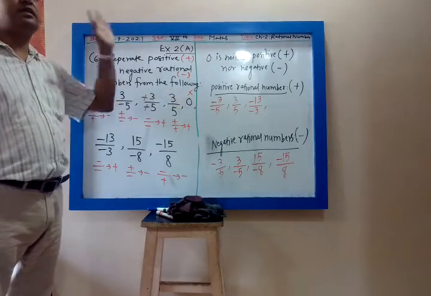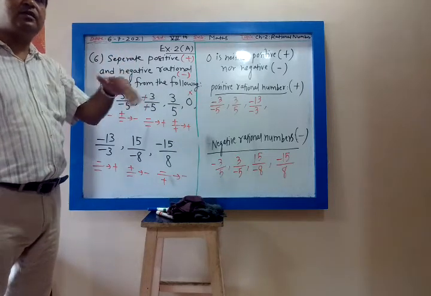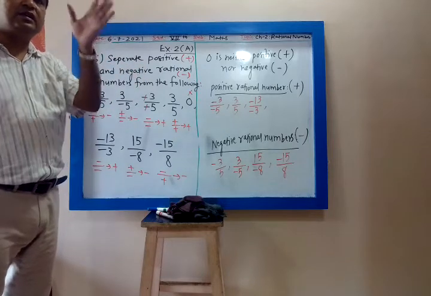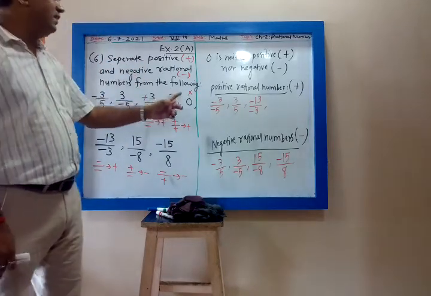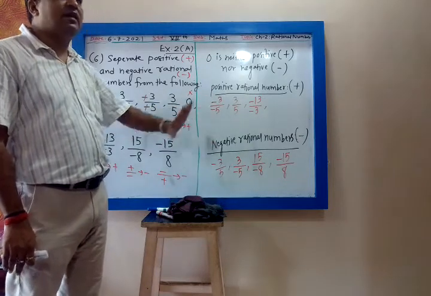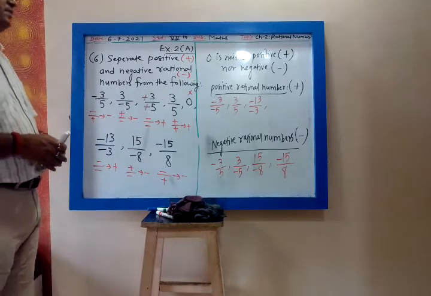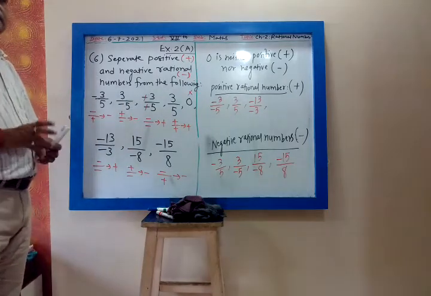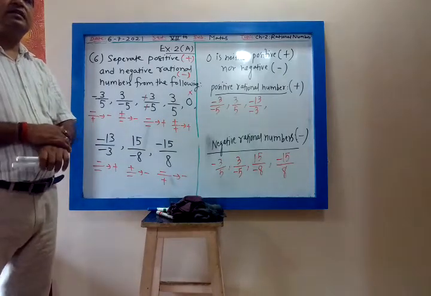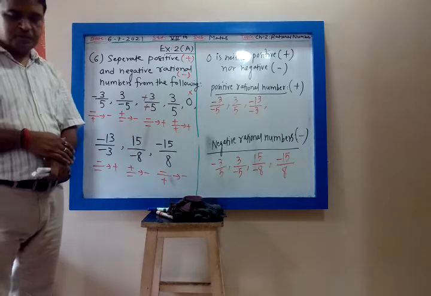0 has no sign. We don't write plus 0 or minus 0. So 0 is neither positive nor negative. So I will not list 0 in either positive rational numbers or negative rational numbers. Nowhere will I write 0, because 0 is neither positive nor negative. Positive rational numbers means those rational numbers which have plus sign. Negative rational numbers means those rational numbers which have minus sign. Write down fast.